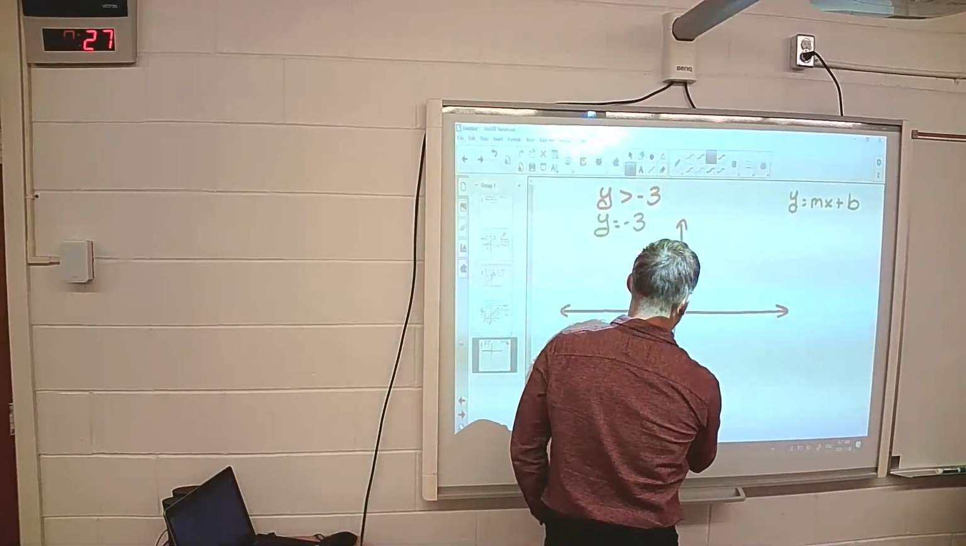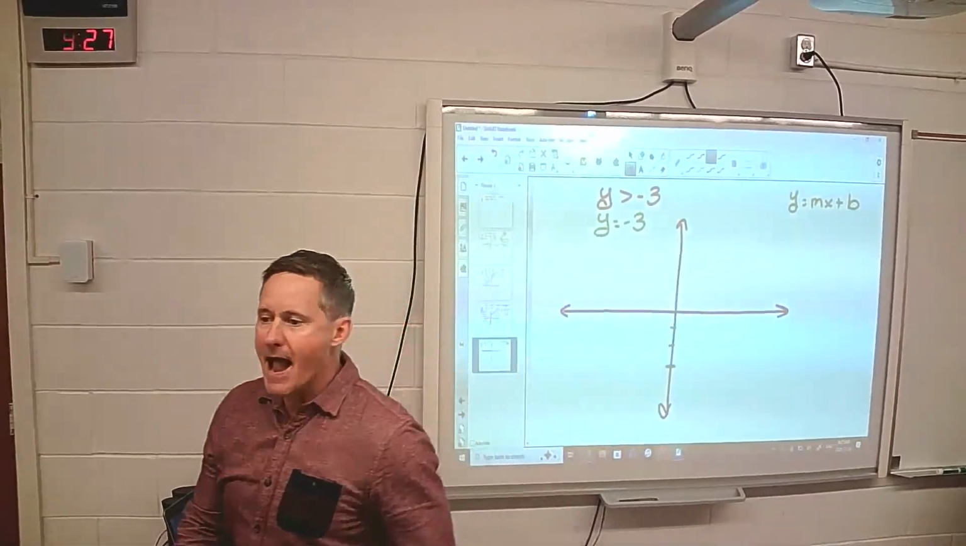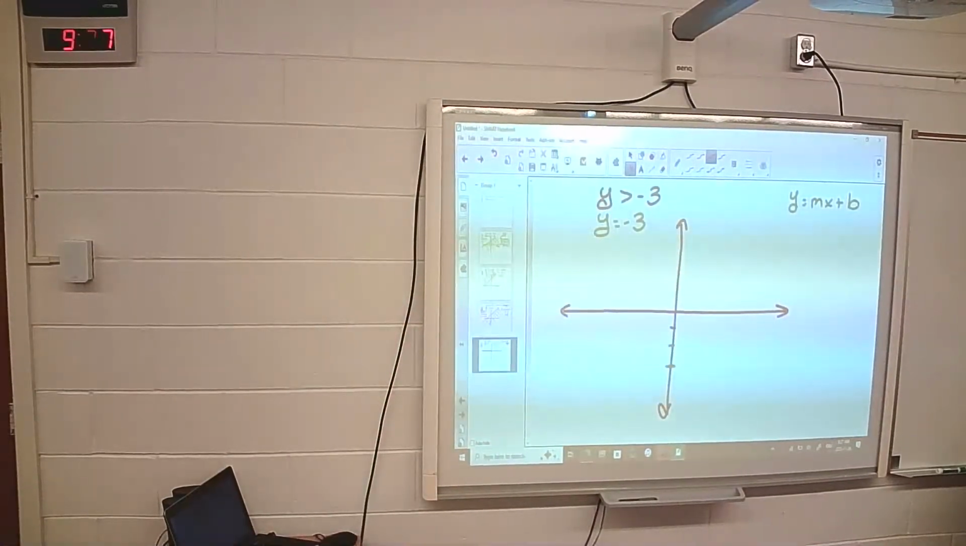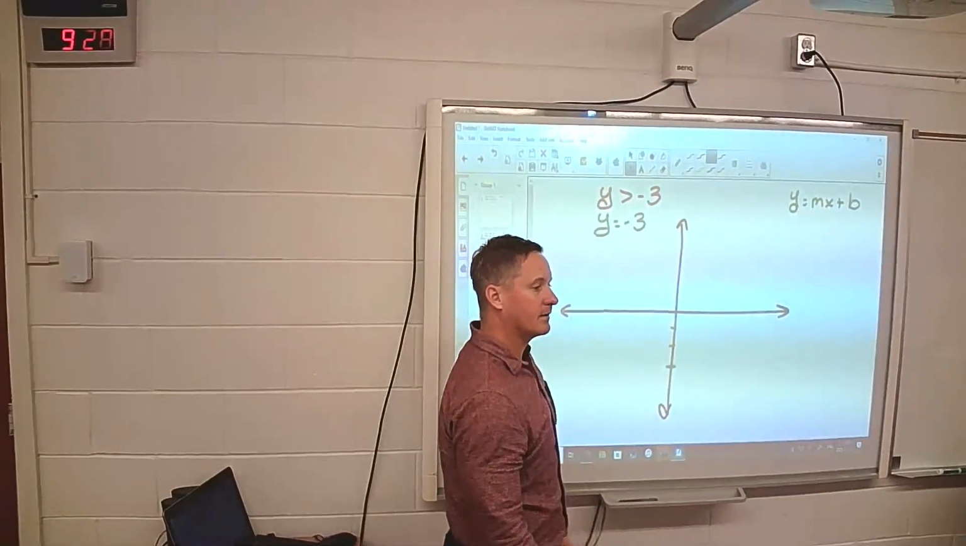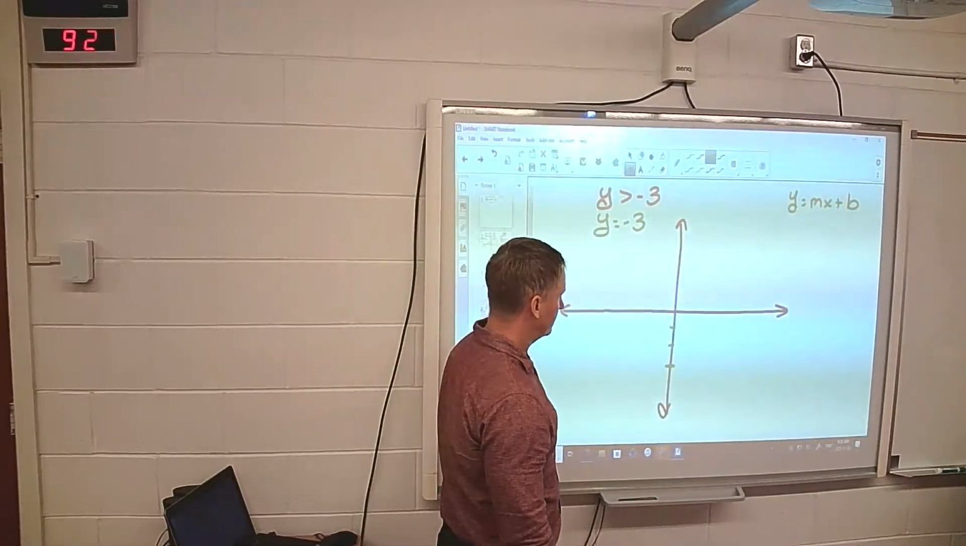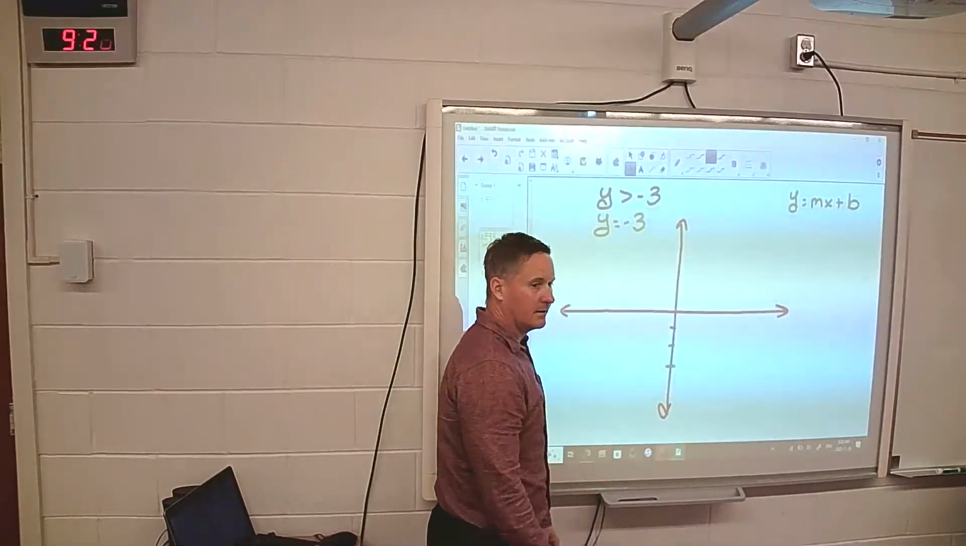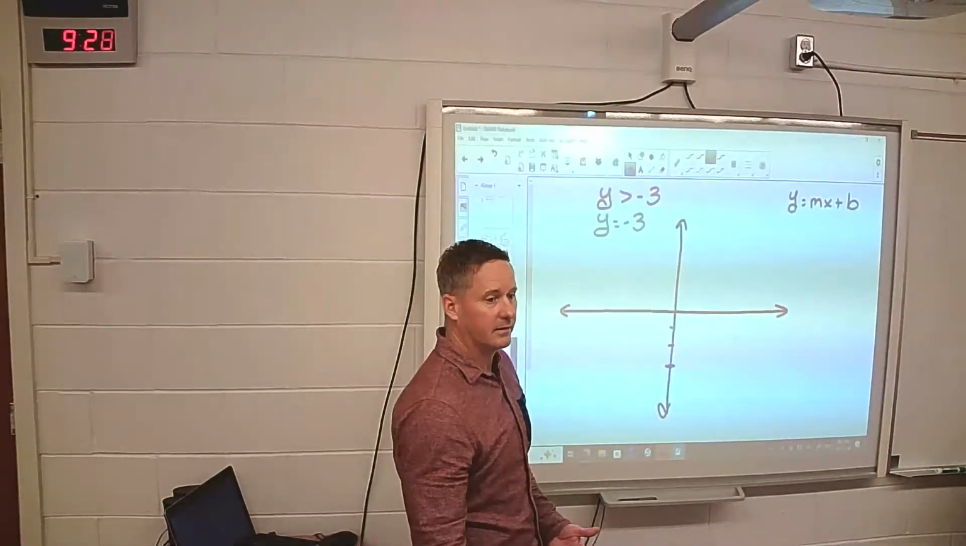1, 2, -3. That's right here. Does it matter what x is? Will that change y in any way? No. What type of line am I looking at here? Perpendicular to what? To X. Okay. The y-intercept. Yeah, you're right.